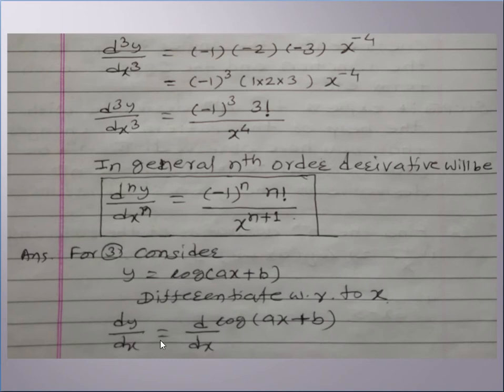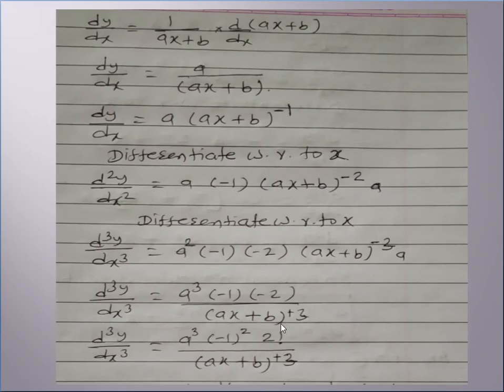Then the derivative of y is dy upon dx equal to the derivative of log of (ax + b) with respect to x. Now, LHS as it is, dy upon dx equal to the derivative of log of (ax + b), which is a composite function, is 1 upon (ax + b) into d by dx of (ax + b). Therefore, dy upon dx is equal to, the derivative of ax + b is a. Therefore, dy upon dx is equal to a upon (ax + b).